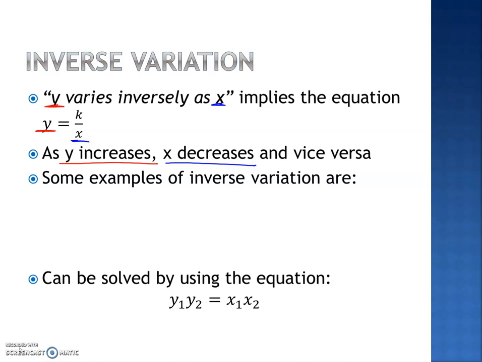So some examples of where you might see inverse variation would be in production. So the number of days to build something versus the number of people working on it. Okay, so if it took 3 days to build something with 20 people working on it, if you only have 10 people building, it's going to take more days for that to get done.